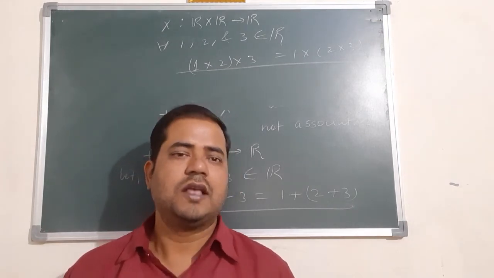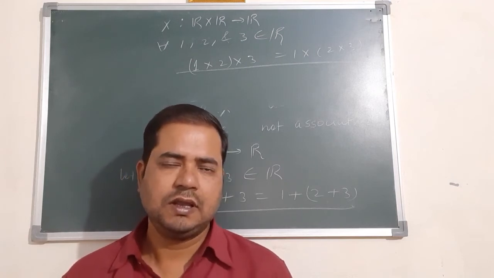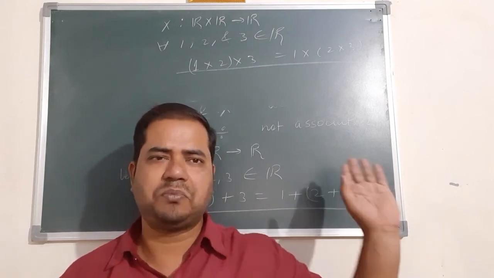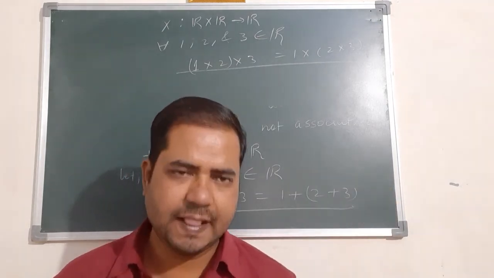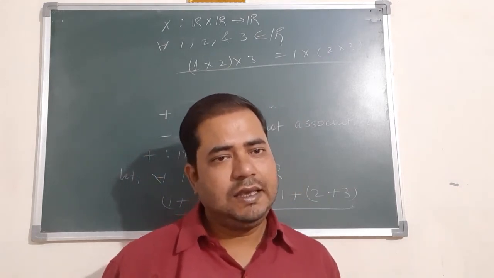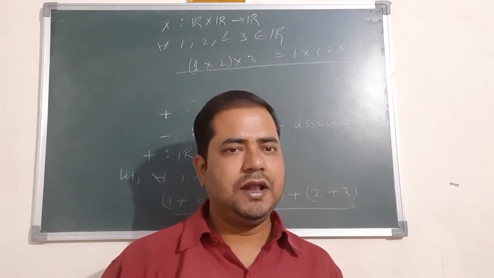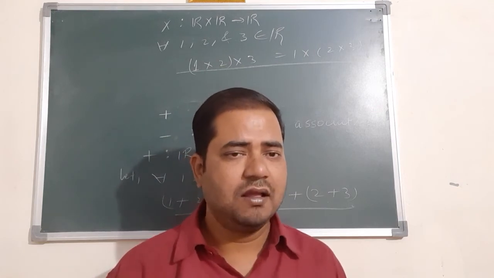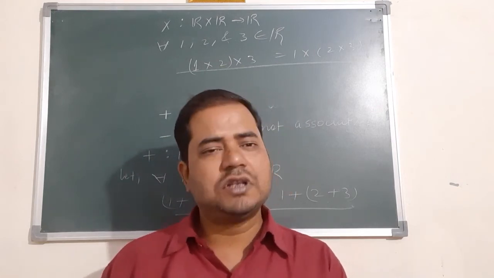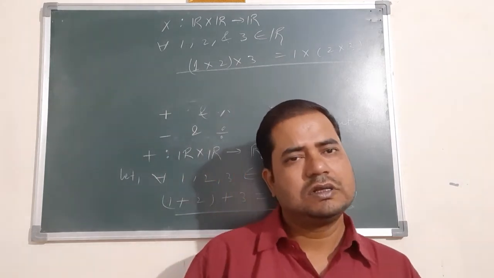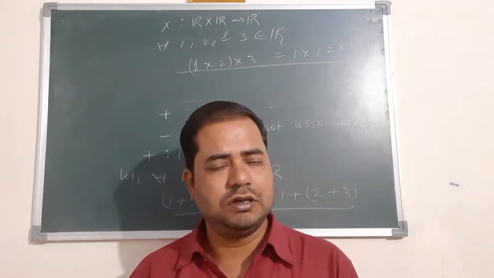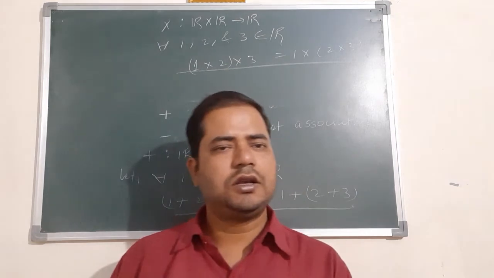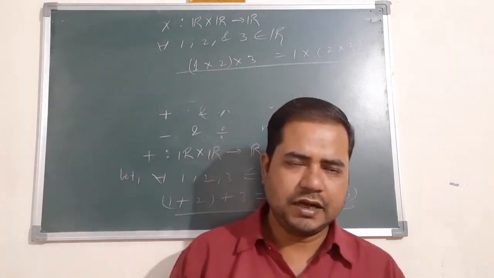Understood? Okay, similarly, if you talk about division, can you say division is associative? So obviously no, because if you consider the same numbers 1, 2, 3 in the real numbers, then (a divided by b) divided by c and a divided by (b divided by c) are not equal. That's why you cannot say division is associative on the set. Maybe under some condition, but simply this is not associative under division. Okay, I hope you understand this lecture.